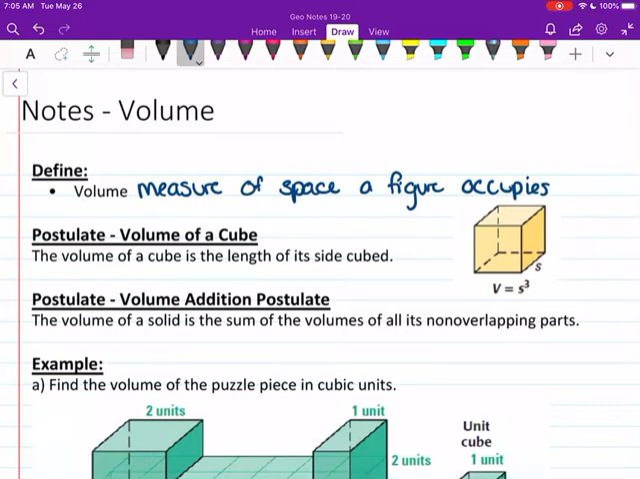So we have two postulates to get us started. Our first one is the volume of a cube. The volume of a cube is the length of its sides cubed. Okay, so by cube we mean a prism where all the sides are squares. So each side is a congruent square.